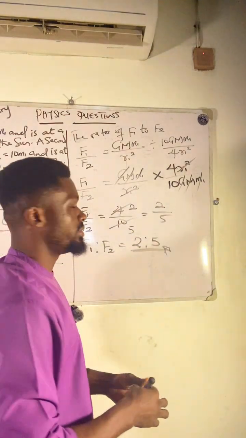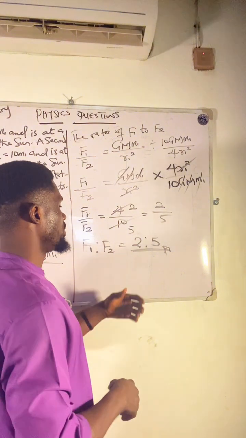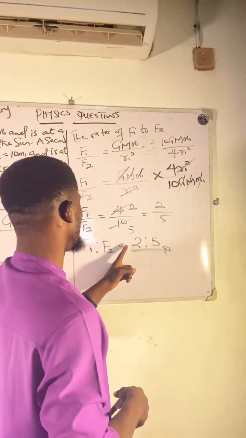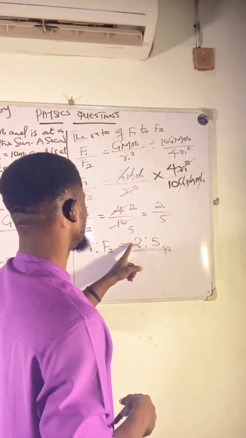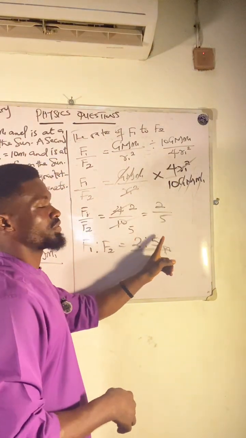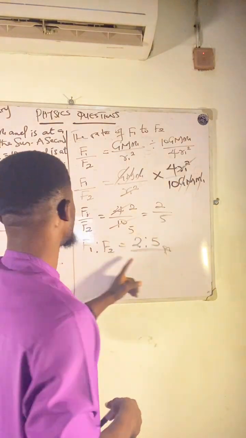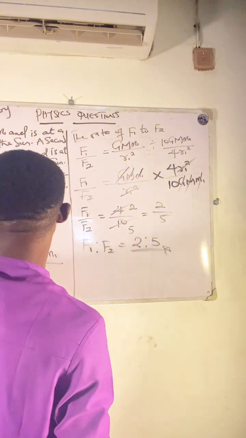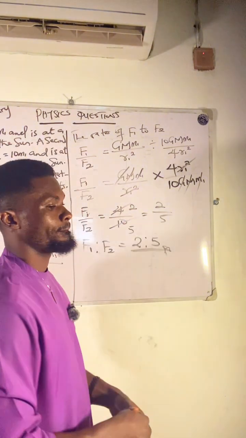So what is that supposed to mean? It means that the force of attraction between the sun and the first planet, compared to the second one, is 2:5. I get to my point: 2:5. That's the ratio of the gravitational force between both of them.